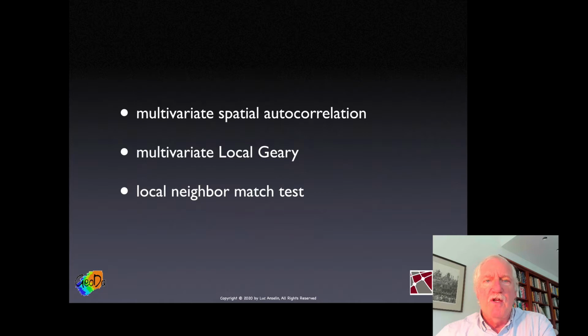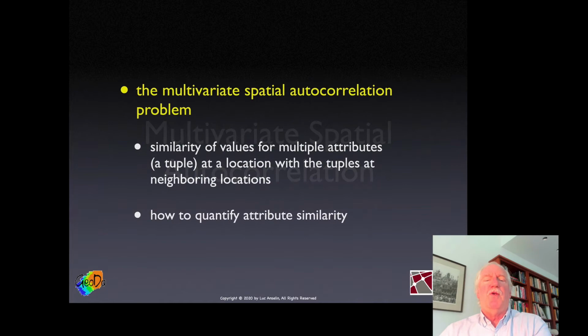So the problem with a multivariate spatial autocorrelation is that we have to really think about what it is that we are measuring, because there are two things going on here. One, once you have more than one variable, you have the correlation or similarity, if you wish, among the different variables at the same location. That's one aspect. And then the other aspect is how that particular configuration of values for multiple variables is matched by similar configurations at the neighboring location.